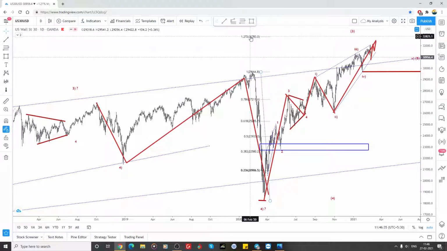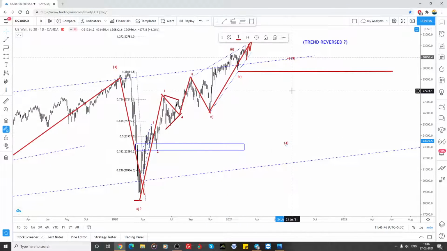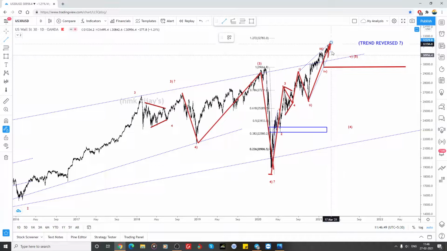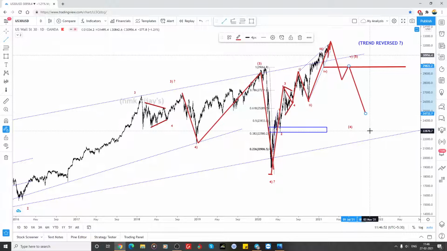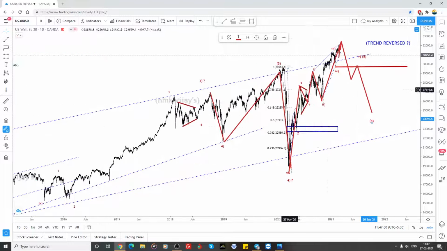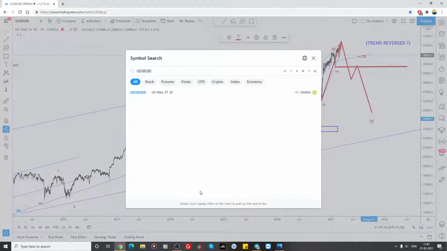So there is a 1.272 for the fib retracement level. So if it falls, the third wave may also end here and the fourth wave can be an irregular flat. After that, the fall in the three-wave structure, that fifth wave will end here. Fourth, third, fourth and fifth have to come to the upper side. So that is my view here in the US 30. So let's move on to the next.